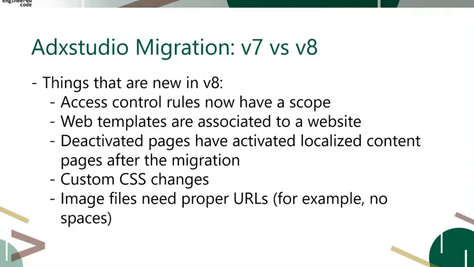A couple other minor changes. There have been some custom CSS changes. If you had written some CSS that specifically targeted some of the classes in the portal, those have been modified just a little bit, so you need to be aware that you may have to touch up some of your CSS. And the last one that they mentioned is that image files now need properly encoded URLs. For example, they shouldn't have any spaces in them. If you do, you need to clean those up as well, because while spaces were supported in version 7, they are no longer supported in version 8.